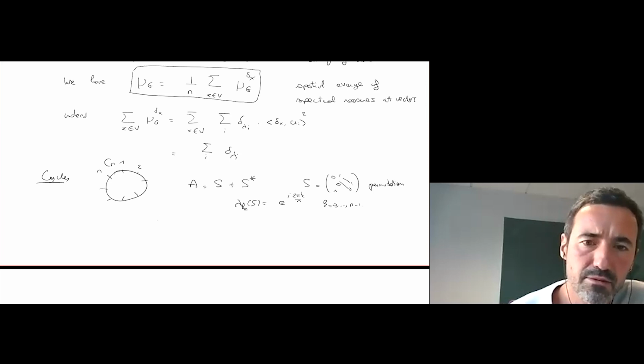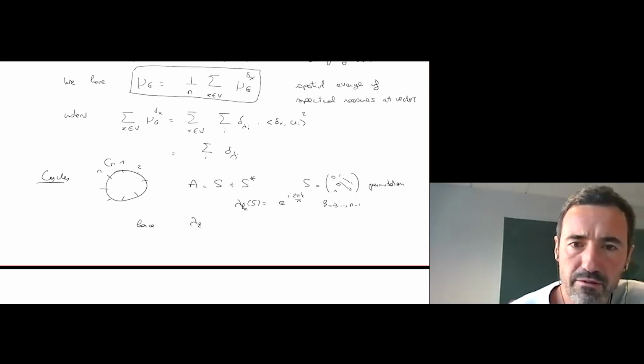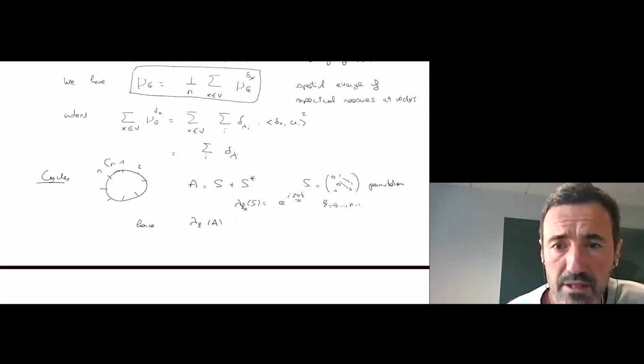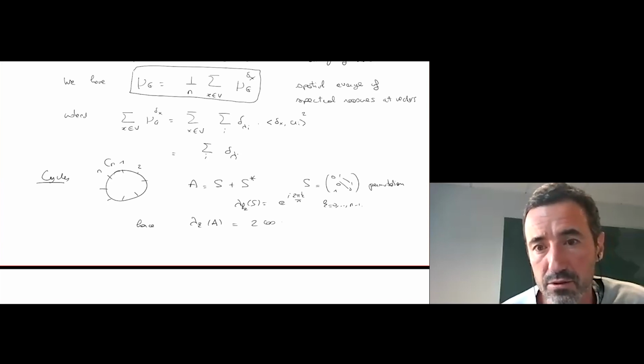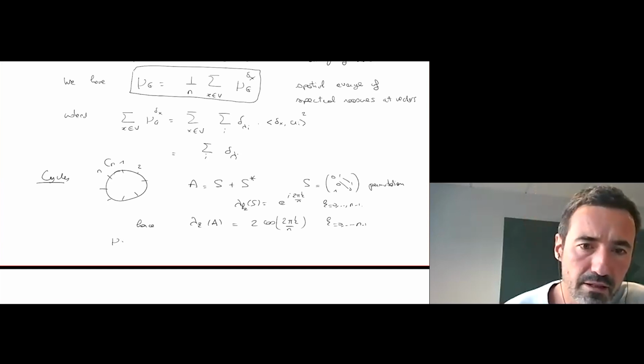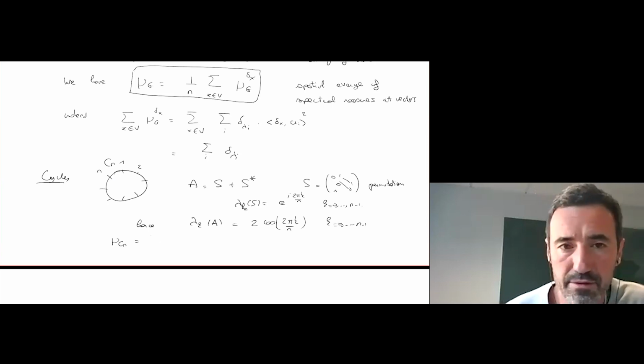These are the eigenvalues of S, so hence the eigenvalues of A, since S and S star commute, because S S star is equal to the identity. The eigenvalues of A are the combination of the eigenvalues of S and S star. The eigenvalues of S star are just the conjugate of the eigenvalues of S. So the eigenvalues of A are the real part, 2 cosine of 2 pi k over n. And we deduce that the empirical spectral measure of the cycle of length n is just the average of Dirac masses at these cosines.